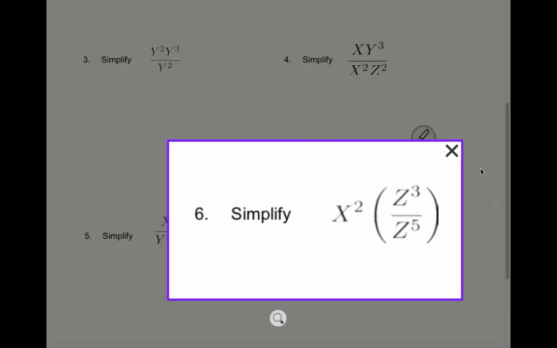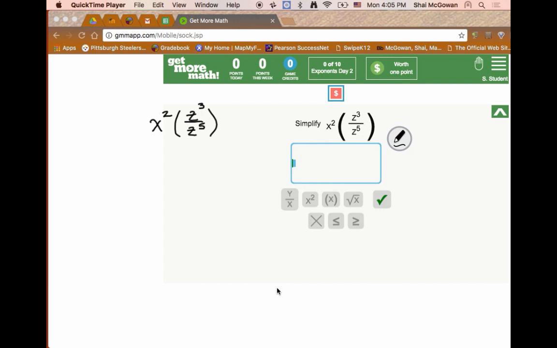Example 6. This example says to simplify x squared times the quotient of z cubed divided by z to the fifth. Just remember that this is like saying it's over 1, and when we multiply fractions, you multiply top times top. So this is actually the same thing as x squared times z cubed all over z to the fifth. So we've seen these before.